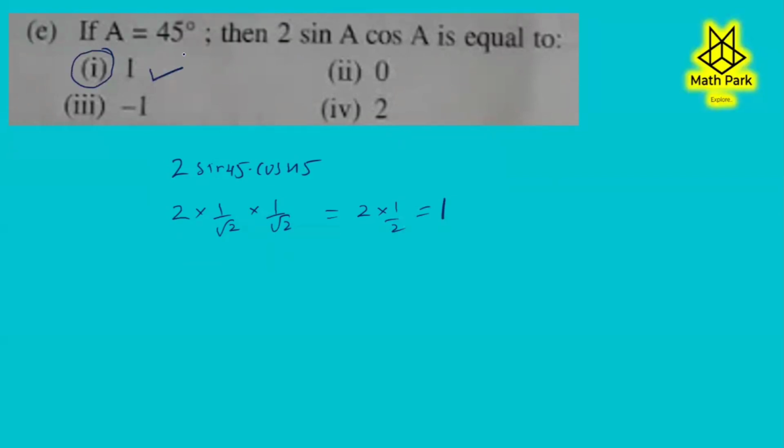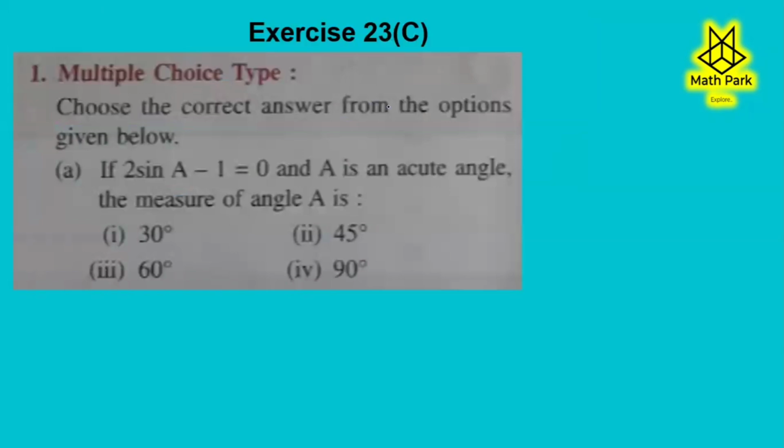The last exercise of chapter 23c. Let's start. 2 sine A minus 1 is equal to 0, then A is an acute angle. That means it lies between 0 and 90. Find the measure of A. So let's shift this 1 over here. So we get 2 sine of A is equal to 1. Shifting this 2 here, you get sine of A is equal to 1 by 2. We know that sine of 30 is equal to half. Comparing these two equations, you get A is equal to 30 degrees. So option 1 is the correct option.